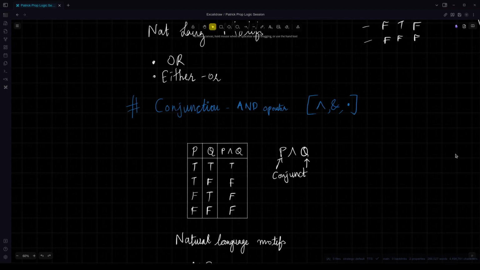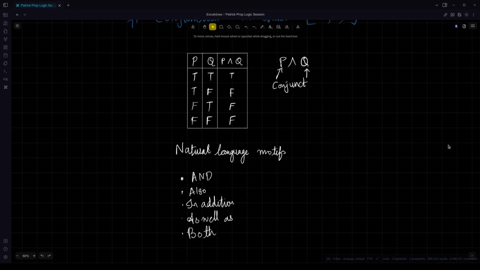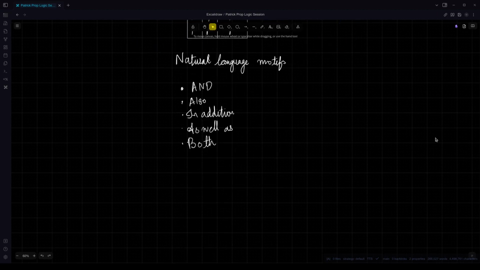It can also be represented using binary code, you said. So instead of T's and F's, they can be represented using ones for the true values and zeros for the false. And the natural language motifs? So it could be and, both, also, in addition, as well as. That's all that we discussed.